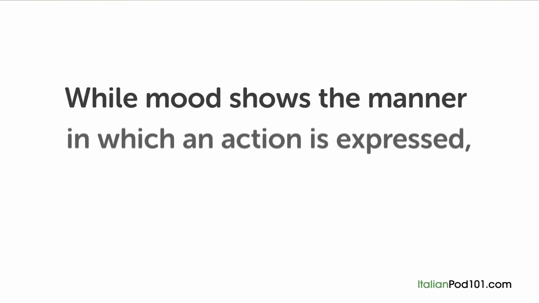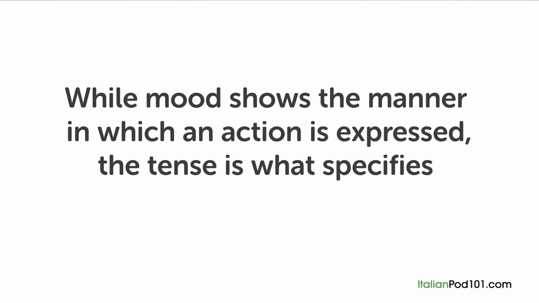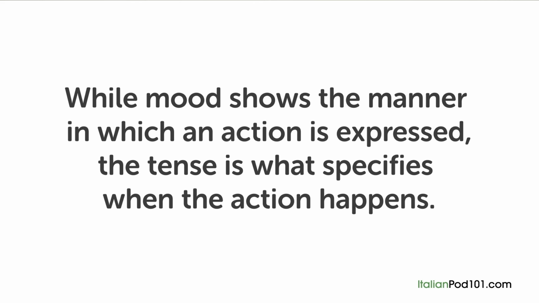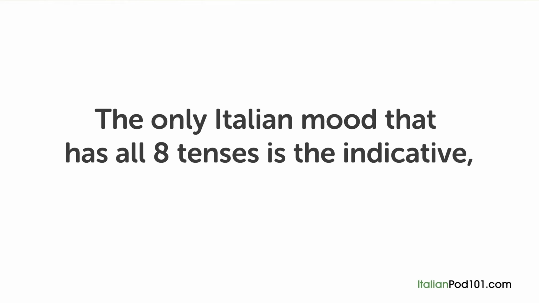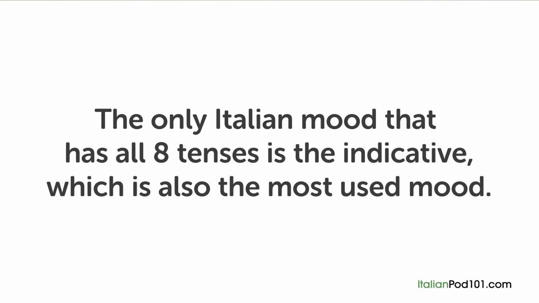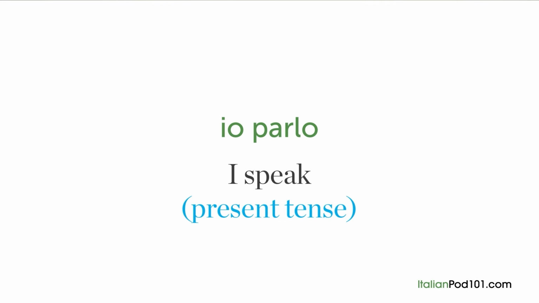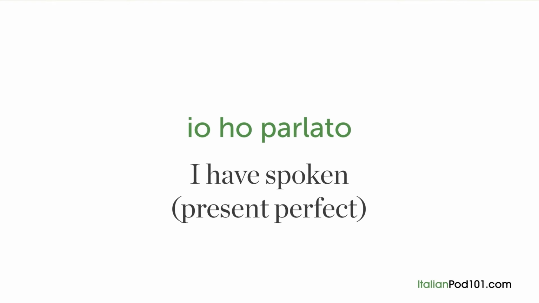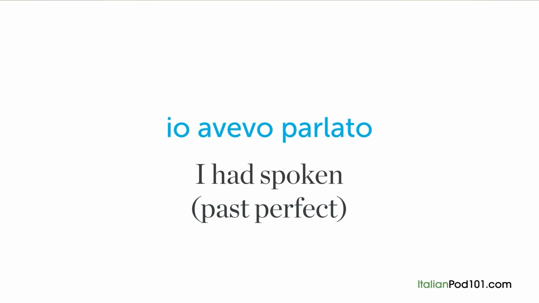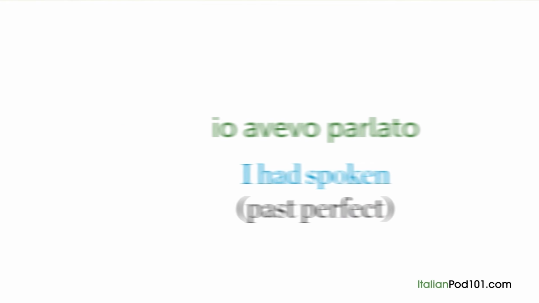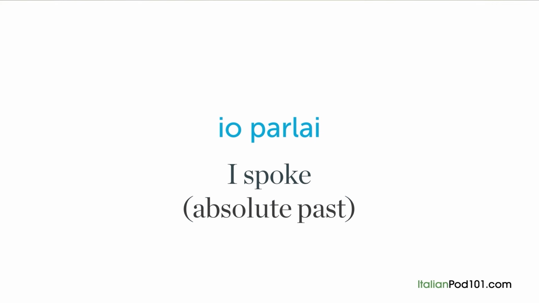While mood shows the manner in which an action is expressed, the tense is what specifies when the action happens. The only Italian mood that has all 8 tenses is the indicative, which is also the most used mood. The only present tense is the present, io parlo, I speak. Past tenses include present perfect, io ho parlato, I have spoken. Imperfect, io parlavo, I spoke. Past perfect, io avevo parlato, I had spoken. Absolute past, io parlai, I spoke.